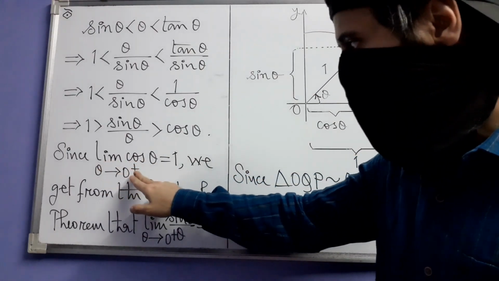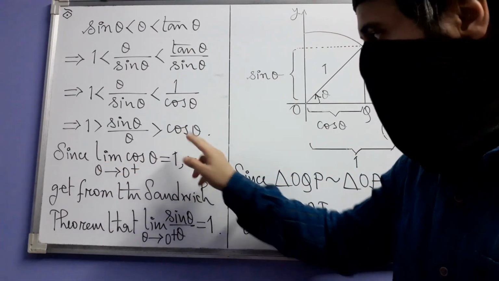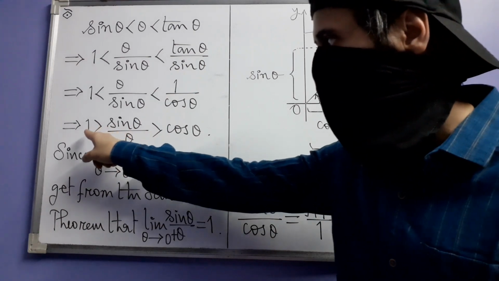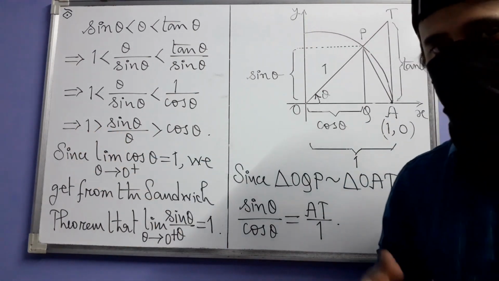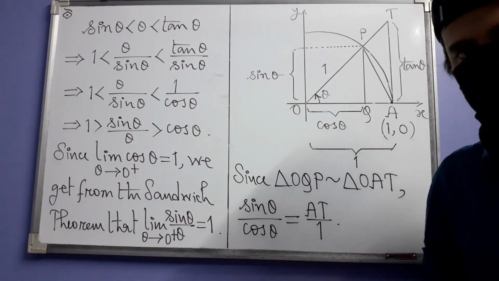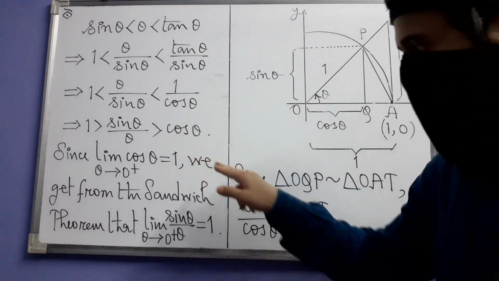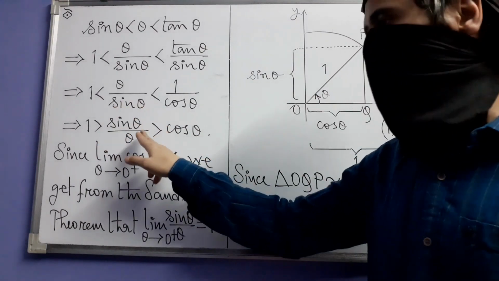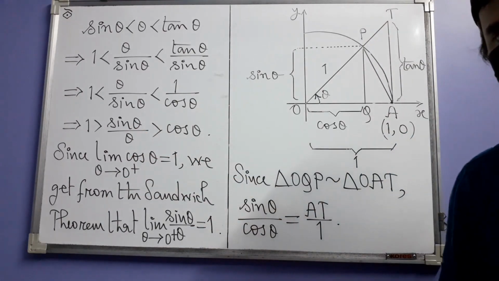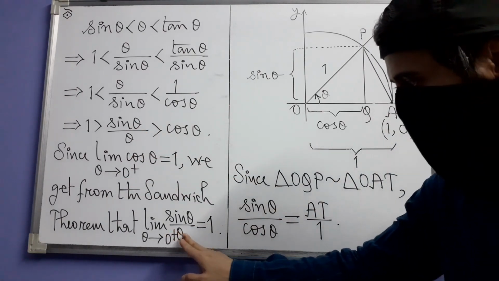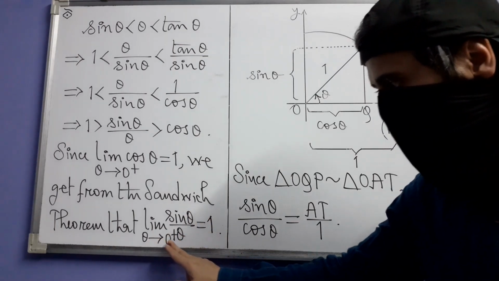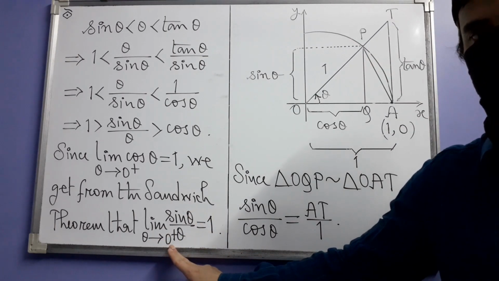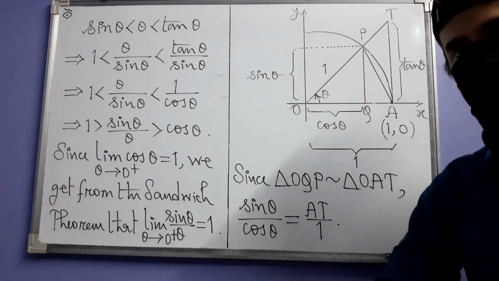So as theta approaches 0 from the right side, this function approaches 1. And as theta approaches 0 from the right side, 1 itself also approaches 1, it's already at 1. So by the sandwich theorem, the trapped function also has to approach 1. So that's how we get the fact that the limit of sin theta divided by theta as theta tends to 0 from the right side, this right hand limit, is equal to 1.